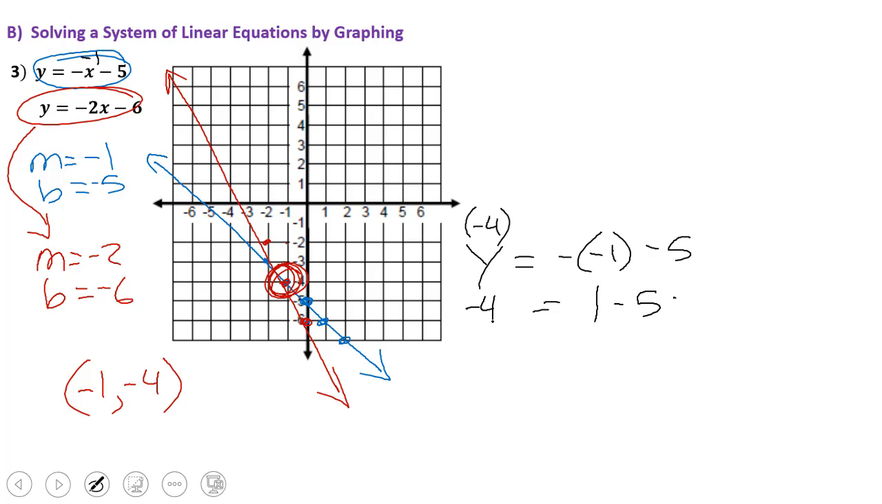And for the second one, y equals a negative 2 times negative 1 minus 6. And then, of course, negative 2 times a negative 1 is positive 2, minus 6 does give me a negative 4. So voila, it works.